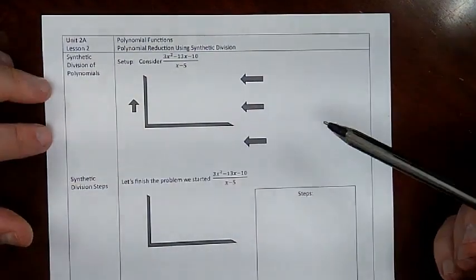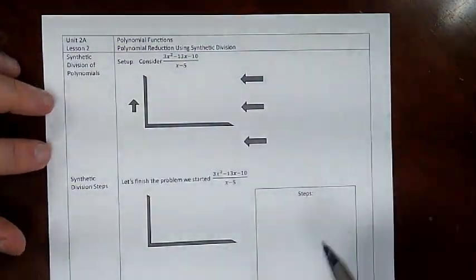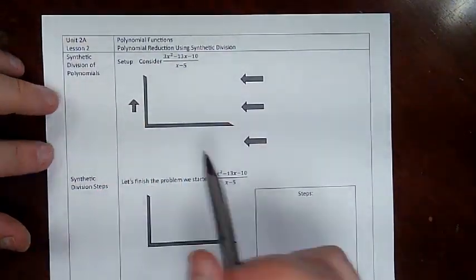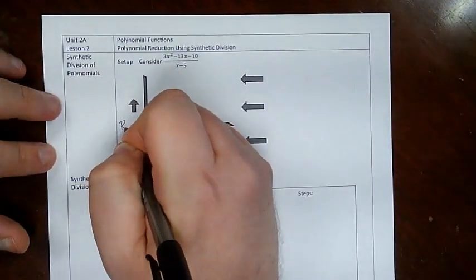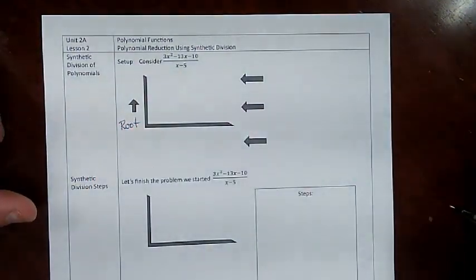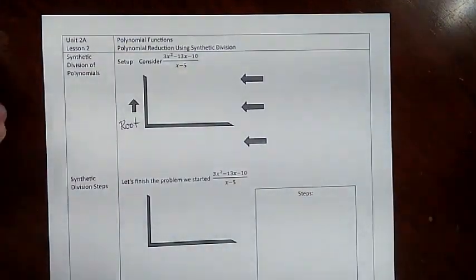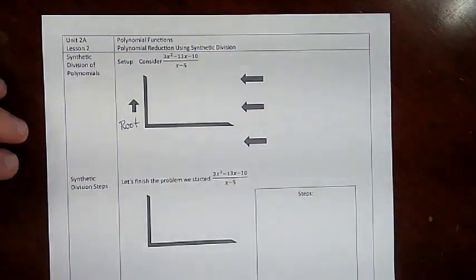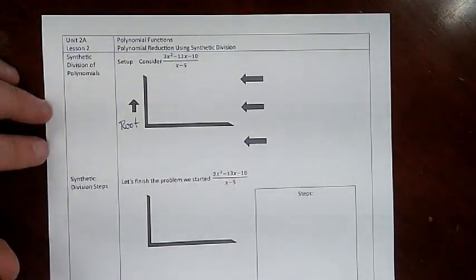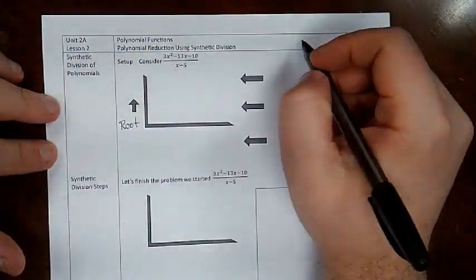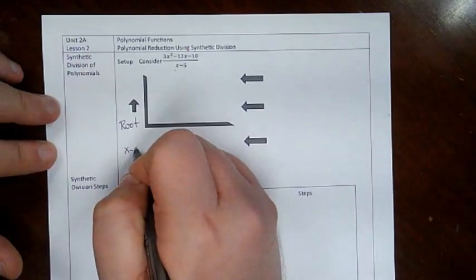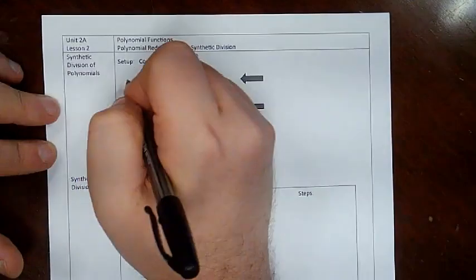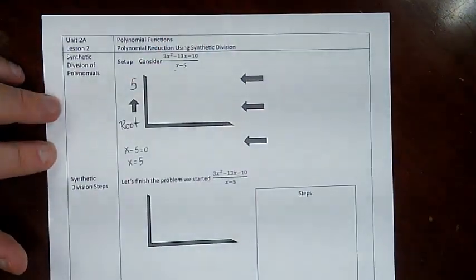Now, what we're going to talk about first is just the setup. Right here in this nice little box at the top, we are going to write our root. Now, what you should remember is that we can get a root from a factor or a divisor by setting it equal to 0 and solving. So we're dividing by x minus 5. If I take x minus 5 and set it equal to 0, when I solve that, I get x equals positive 5. So I'm going to put positive 5.